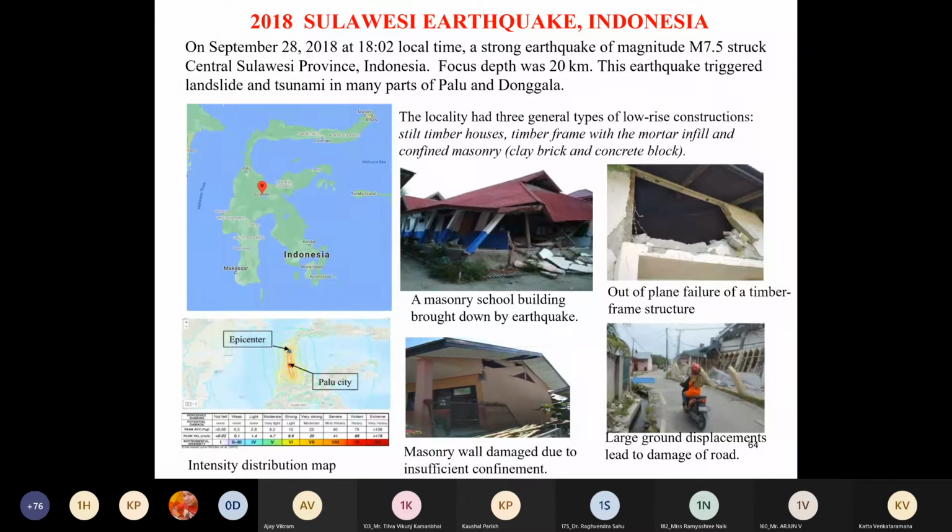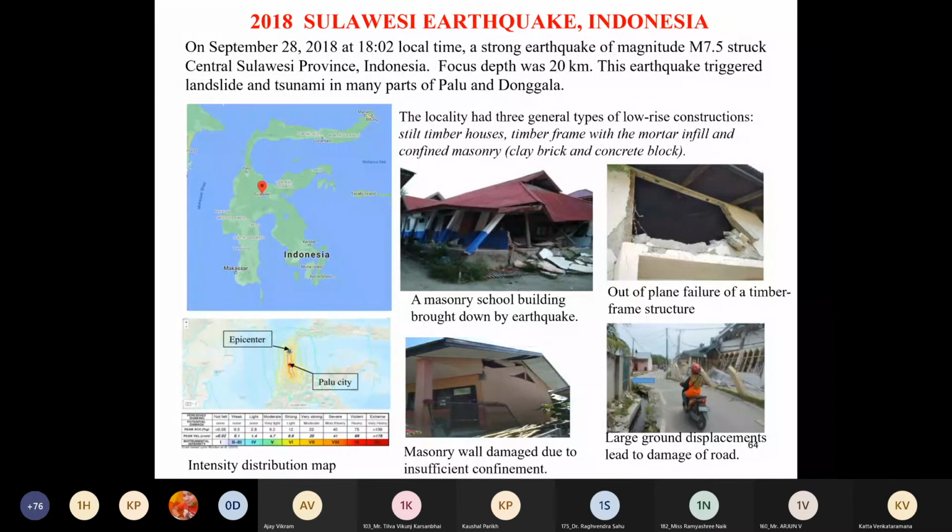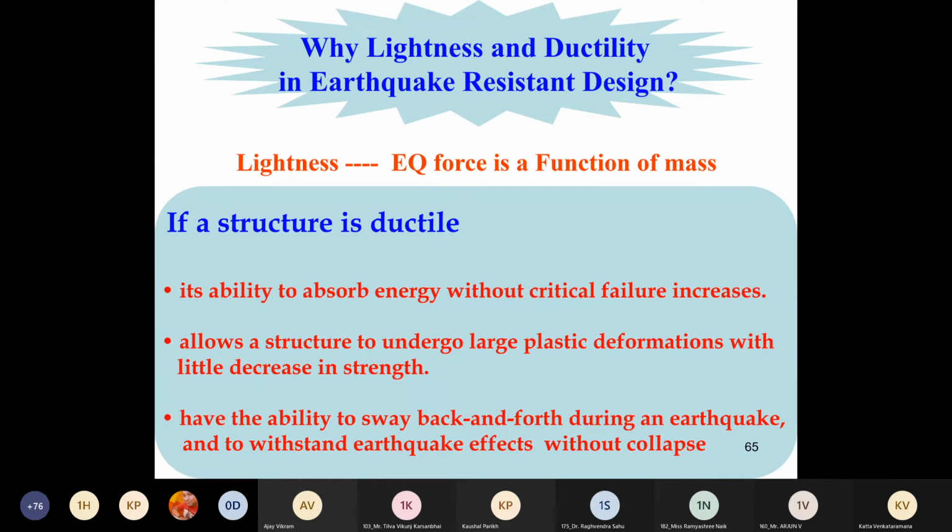This is the 2018 Indonesia earthquake. I think I have covered some of the major earthquakes so far, starting from the 1960 Chile earthquake, then Alaska earthquake, Bhuj earthquake, Tohoku Japan earthquake, and then Niigata earthquake, and so on. So some of the damage patterns during these past earthquakes we have discussed. Now some slides about the ductility aspects.